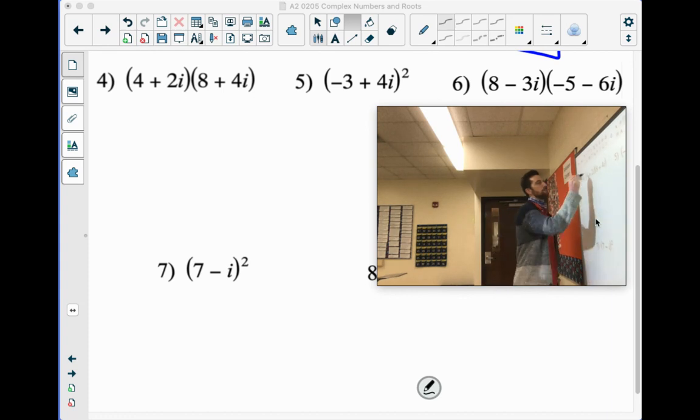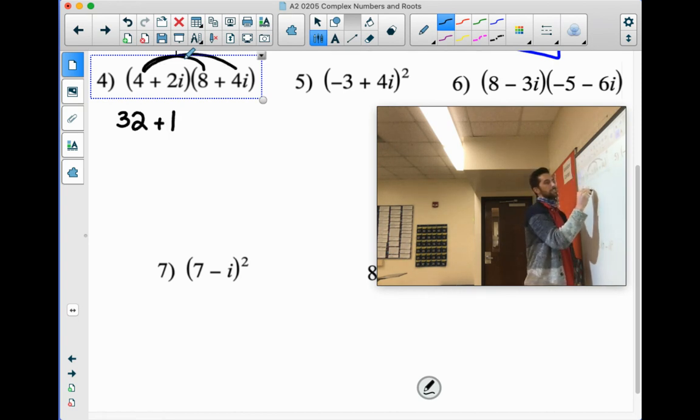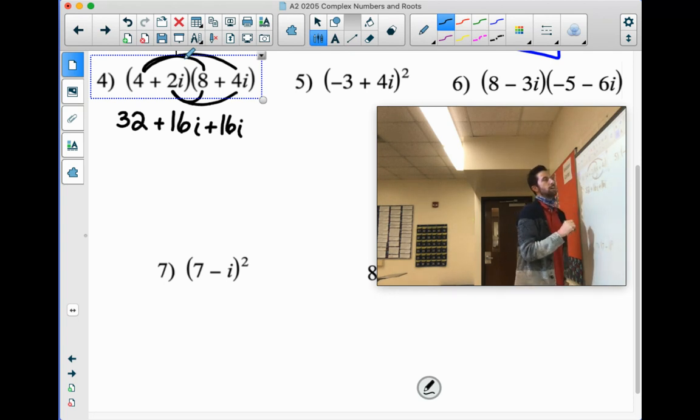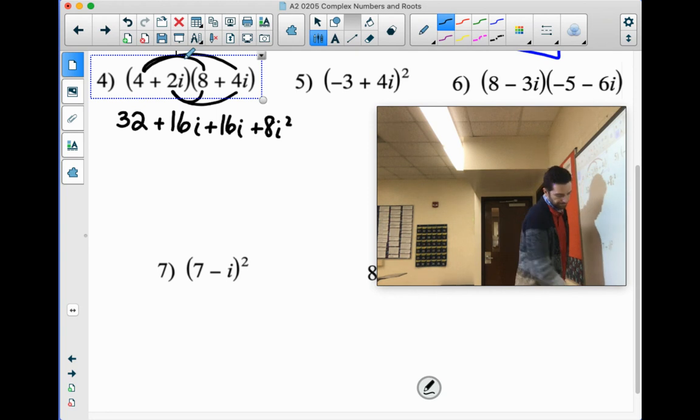Not even a problem. First, 4 times 8 is 32. Outside, 4 times 4i is 16i. Inside, 2i times 8 is 16i. And last, 2i times 4i would give you 8i squared.